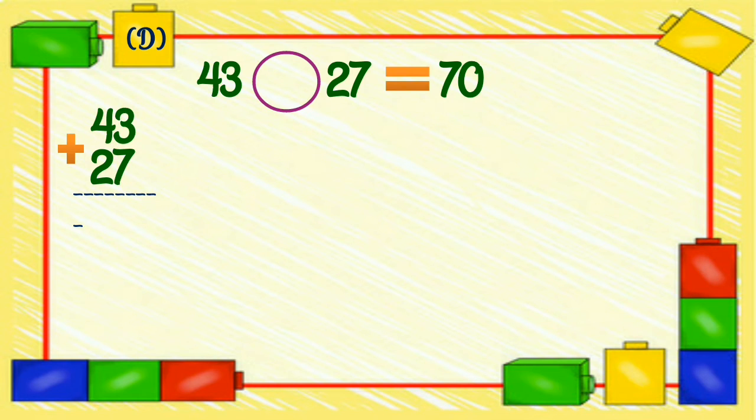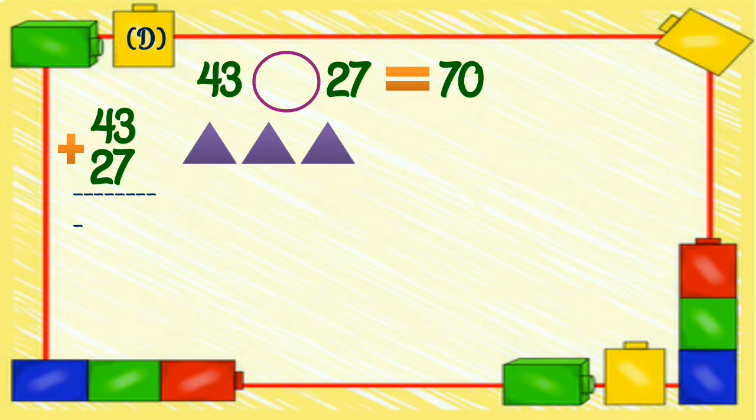Now add 3 and 7. So we write 3 plus 7. Firstly we take triangles, 3 triangles: 1, 2 and 3. So firstly we take three triangles.